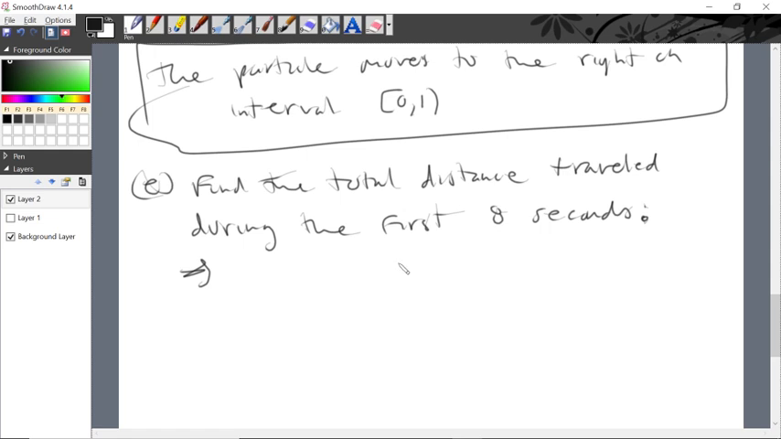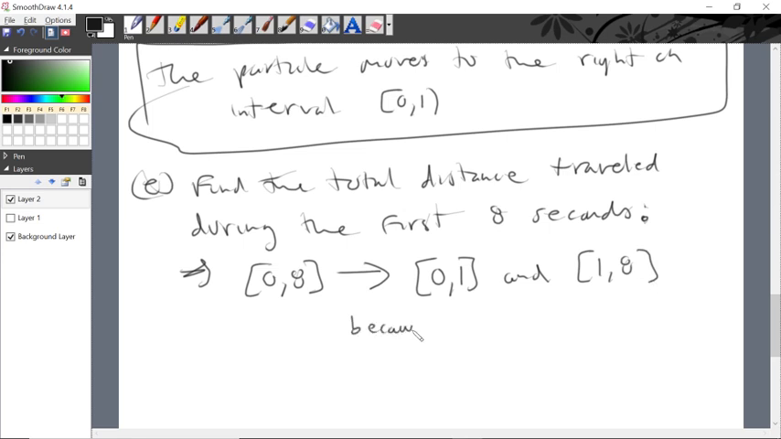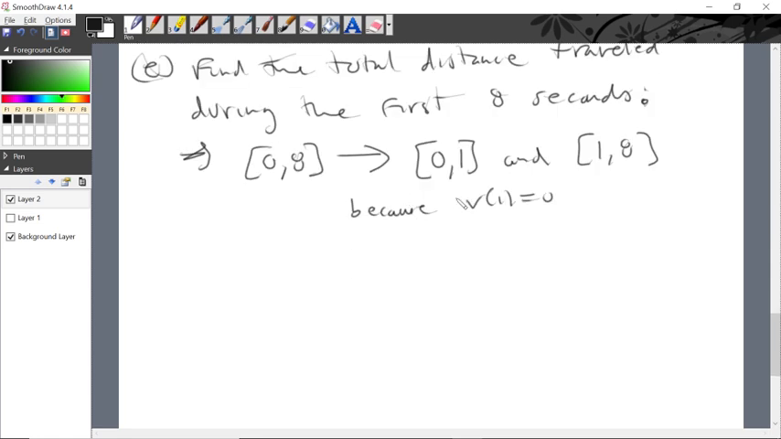All right, so again, it's important to consider when it is potentially changing direction, and we just investigated that. So on the interval from 0 to 8, we're going to split that up into the subintervals from 0 to 1, and 1 to 8, because v of 1 is equal to 0. It's the only time on this interval from 0 to 8 where the velocity was equal to 0.